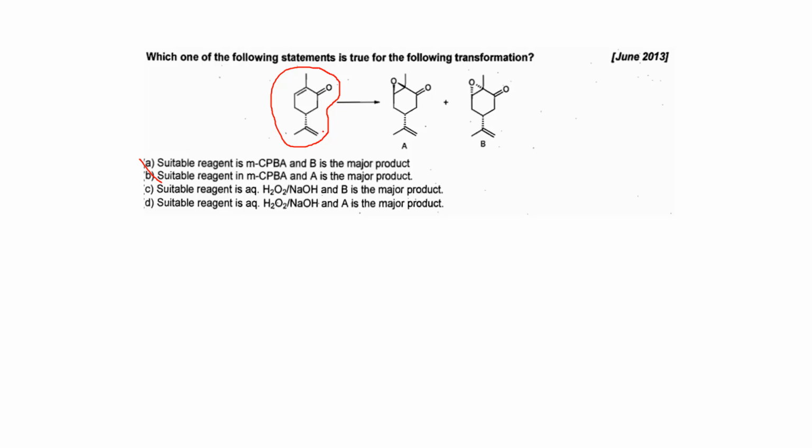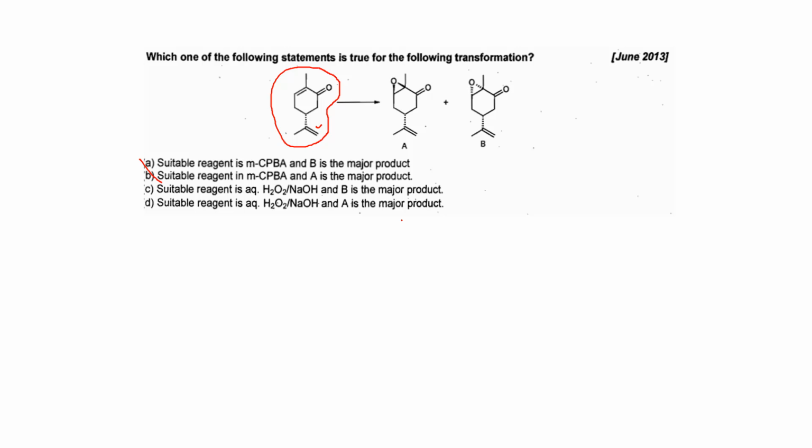If we were adding MCPBA, which double bond would react? This one. If we are adding MCPBA, this double bond would react. But in their case, the alpha beta unsaturated double bond undergoes this epoxidation. Now among these two, in one they have said B will be the major product and in another they have said A will be the major product. So which will be the major product?